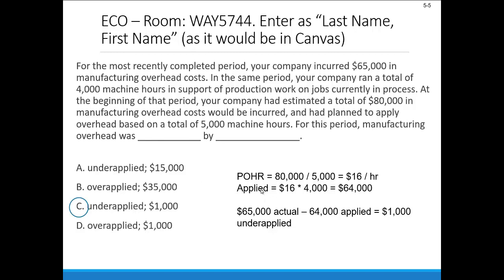Okay, so a predetermined overhead rate in this case would have been the 80,000 in estimated overhead divided by the 5,000 expected machine hours, or $16 per machine hour. So total applied overhead for the period would have been the $16 per machine hour rate times the 4,000 actual machine hours run in support of production, a total of 64,000. So we've applied 64,000, we incurred 65,000, so we're underapplied by the difference, 65 minus 64, or $1,000.